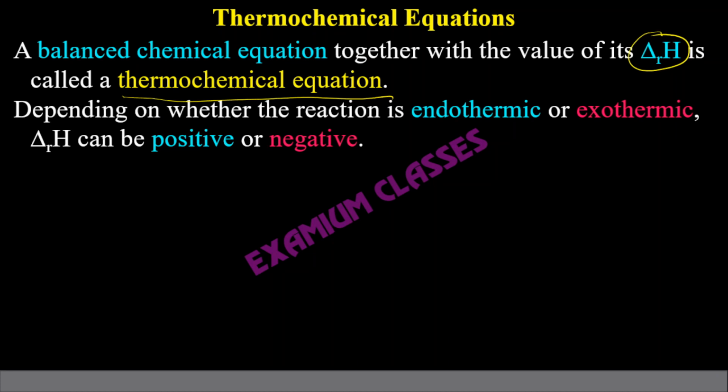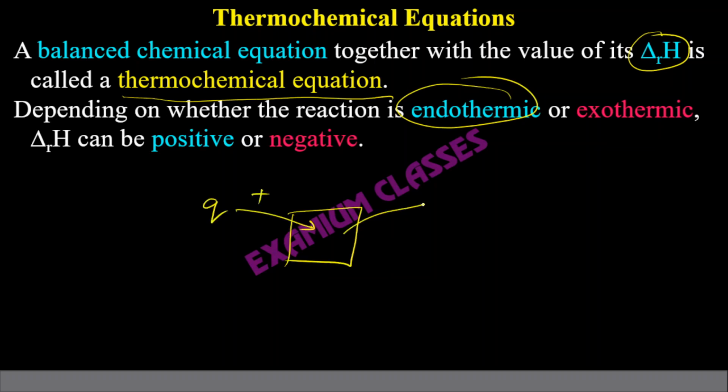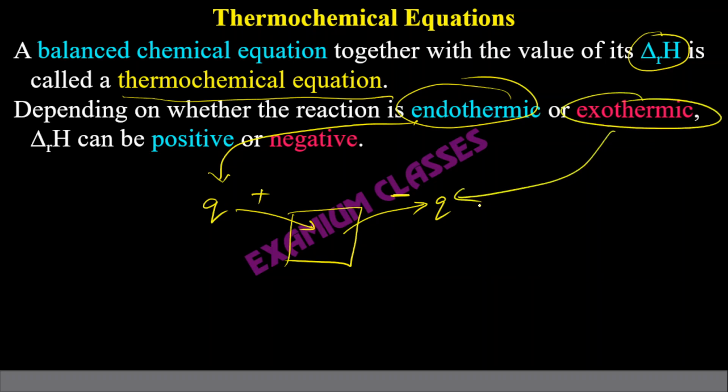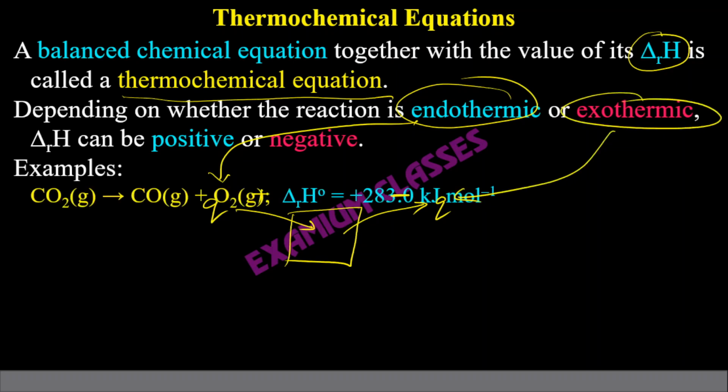So depending on whether the reaction is endothermic or exothermic, delta rH can be positive or negative. For endothermic, heat is absorbed, so it will be positive. Endothermic means heat goes into the system, so it is positive. In exothermic, heat goes out of the system, meaning it is negative. Endothermic, exothermic, remember, positive and negative.